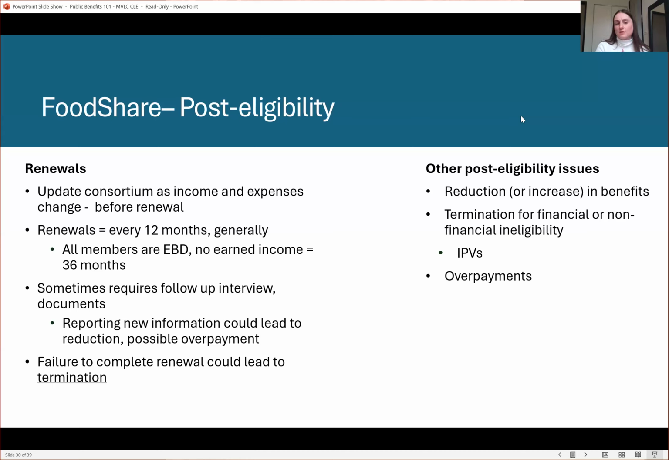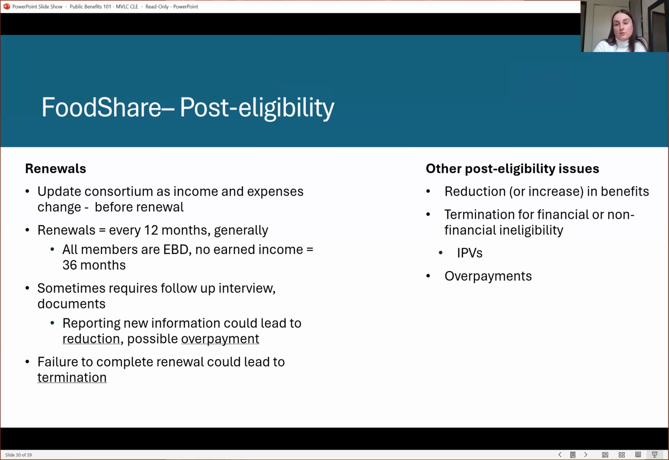The interview sometimes needs to happen also. Another interview needs to happen after the renewal stage. So they might ask during renewals for an interview or for more verifications as well. Like I said, reporting new information can lead to not only a reduction in benefits, a termination of benefits, or an overpayment. And failure to complete a renewal can lead to a termination as well.